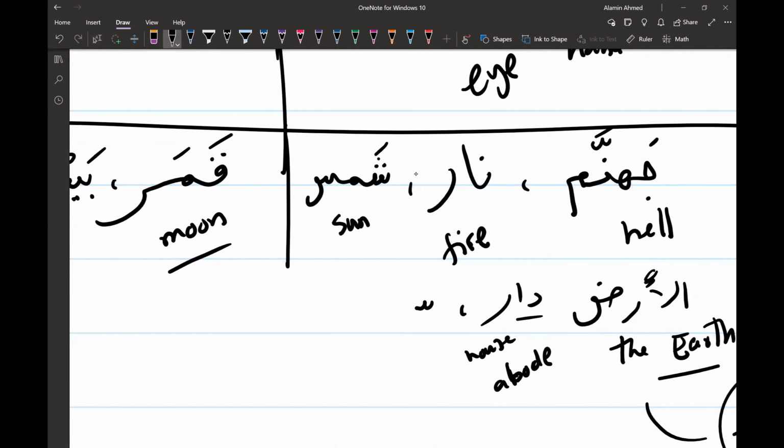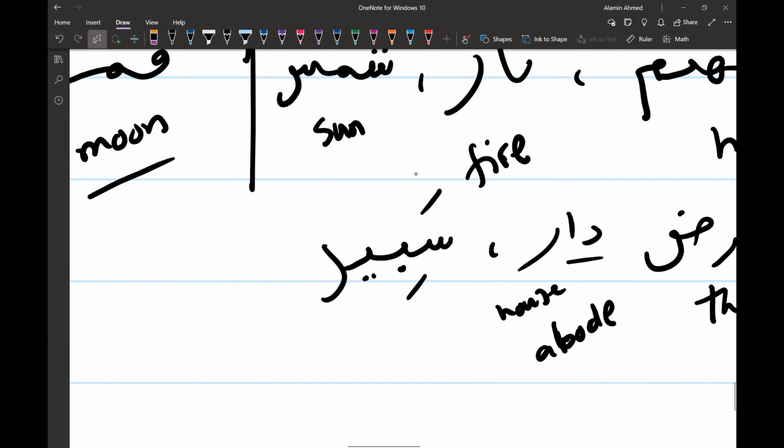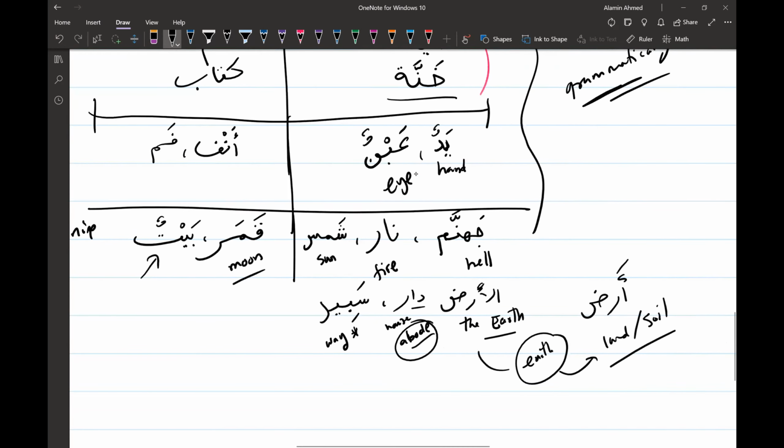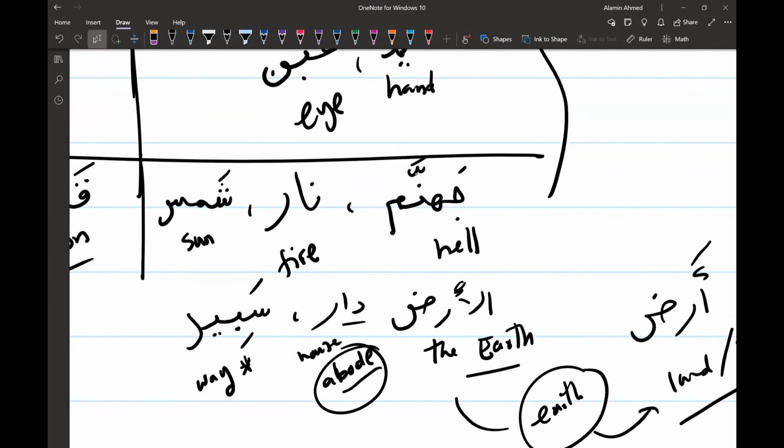Here's another one, sabil. Sabil also comes in the Quran quite often. It is a way. So you say this is my way. The ways, subul. You can use sabil as a path as well, but more like way. Could be way in the meaning of method, or way as a pathway. For example, follow this way, or the way of the Quran, the way of the Sunnah. That's the sabil. Now, as you look at these words, there are no indications that they are feminine.